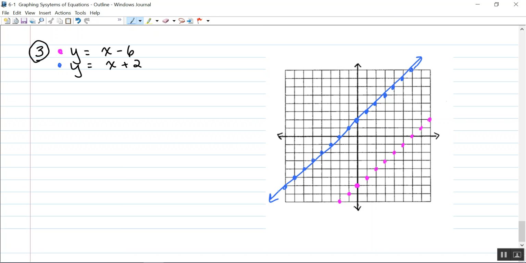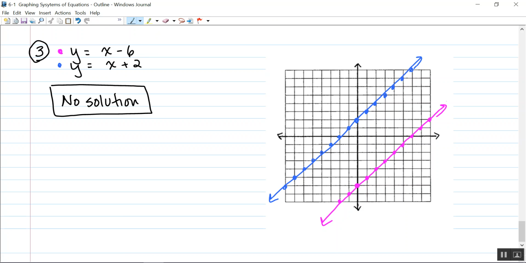These two lines will never intersect. So you can tell that by looking at the graph, but you can also tell by looking at the slopes of the lines, because both of these lines have a slope of 1. And you'll recall from a previous chapter, if lines have the same slope, then they are going to be parallel to each other. So this system has no solution because the lines will never cross each other because they are parallel.